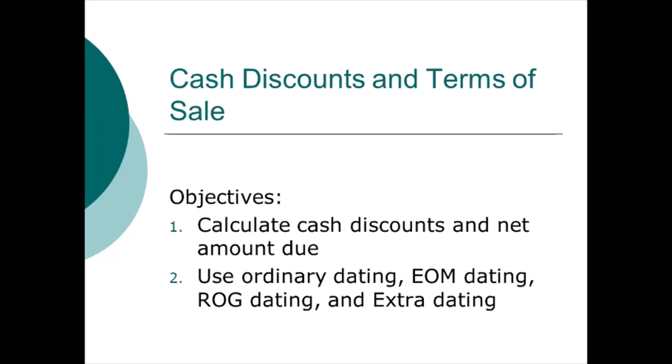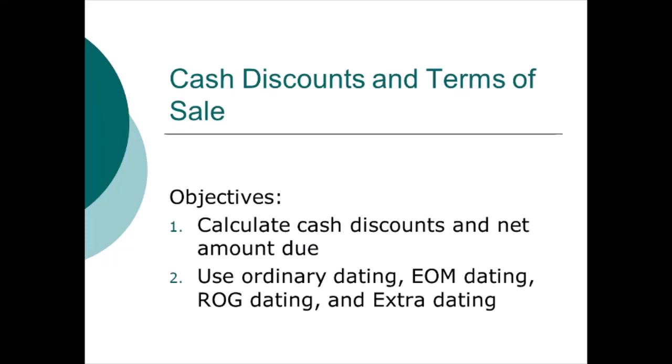For this video, we will study cash discounts and terms of sale. The objectives are as follows. Number 1, calculate cash discounts and net amount due. And number 2, use ordinary dating, end of month dating, receipt of goods dating, and extra dating.